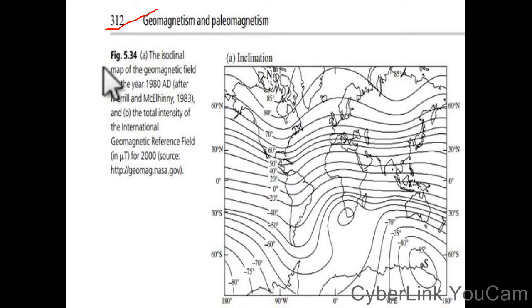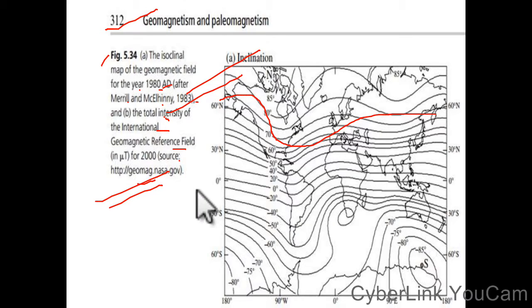Geomagnetism and paleomagnetism. The isoclinal map of the geomagnetic field for the year 1980 AD after Merrill and McElhinny 1983. Then the total intensity of the International Geomagnetic Reference Field for 2000, source NASA. Inclination map of geomagnetic fields 1980. It is the diagram of geomagnetic fields for the year 1980.